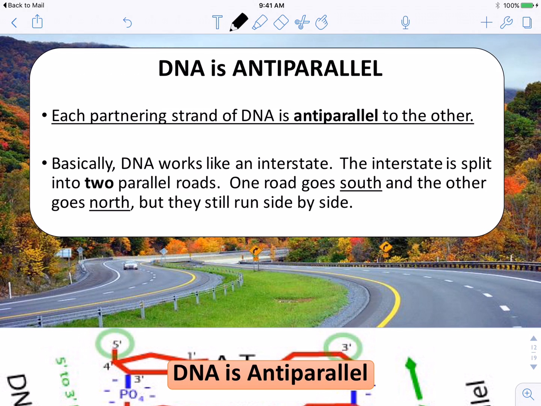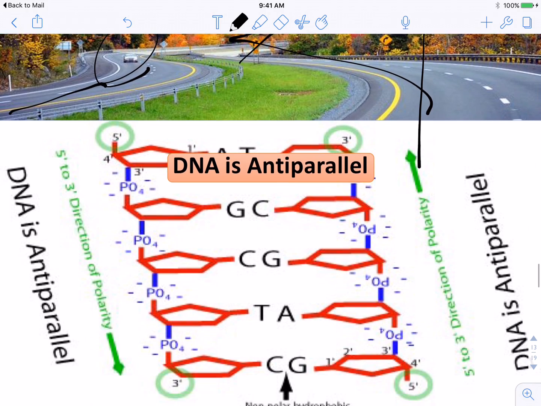DNA is anti-parallel. You guys know what this is from your skits and projects. But again, if I have a car going north, like in this picture, and we're going south, that means we're still going side by side but traveling in opposite directions.